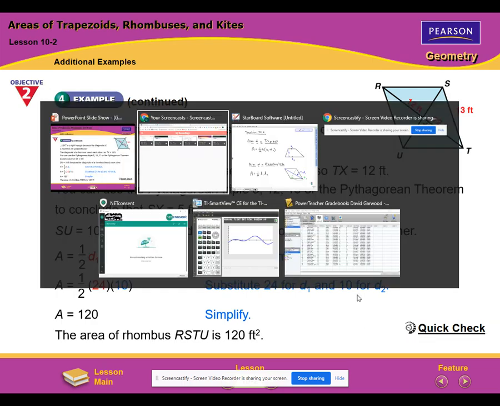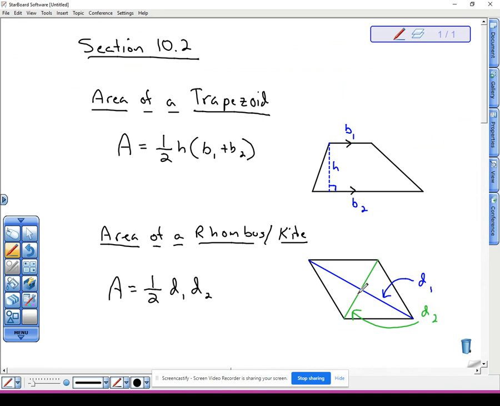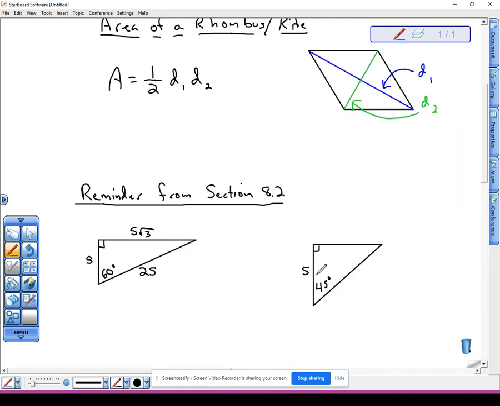Okay, a couple more things. Back to my starboard here. Quick reminder that you learned in section 8.2 about special right triangles. We're going to use these in just a second, so make sure you remember that on a 30, 60, 90 right triangle. And I would know that this is a 30, 60, 90 right triangle by the triangle angle sum theorem. Here's 90 and here's 60. The 3 have to add up to 180, so that would make this a 30-degree angle, 30, 60, 90.